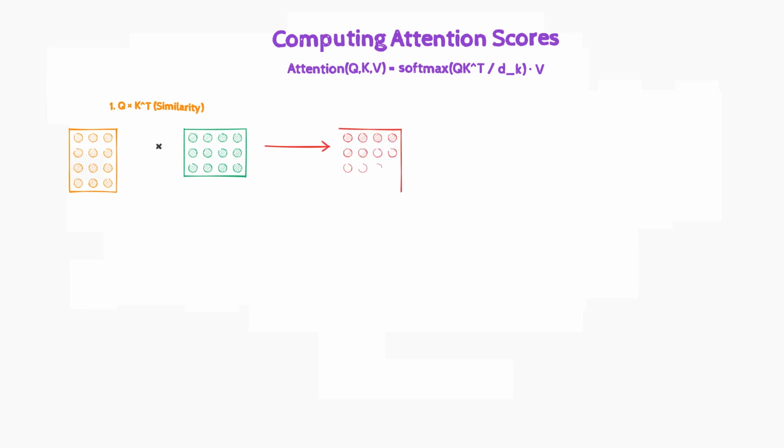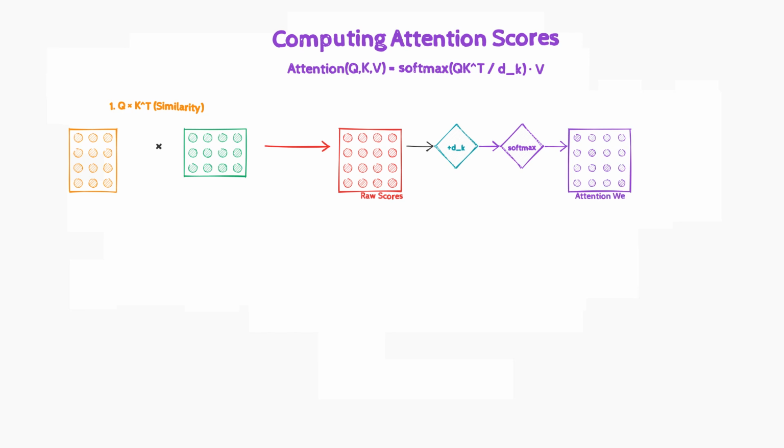Here is the complete formula: attention equals the softmax of query times key transpose, divided by the square root of the key dimension, all multiplied by value. Step by step, first, we multiply the query matrix by the transpose of the key matrix. This computes similarity scores, how much each token's query matches every other token's key. Second, we scale by dividing by the square root of the key dimension. This prevents the dot products from becoming too large, which would push the softmax into regions with extremely small gradients.